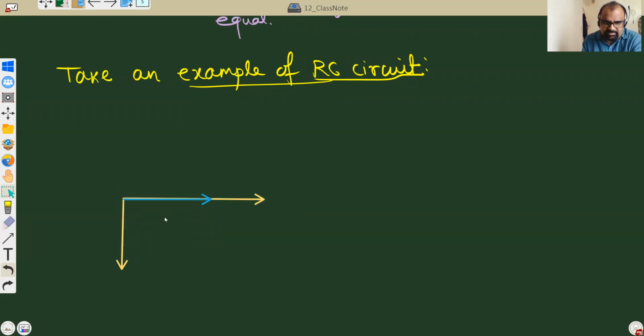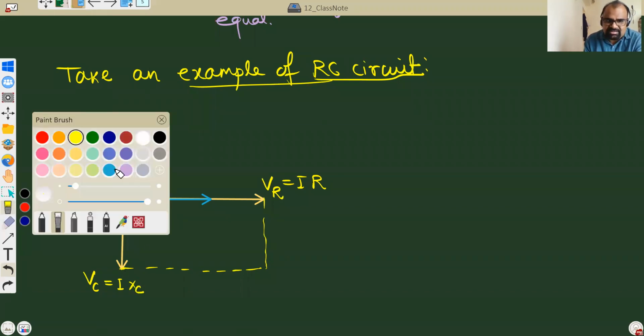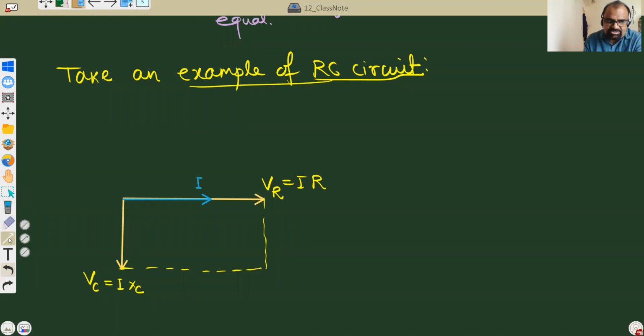Yeah, this one. Fine. Now, if we add these two phasors using our parallelogram law, VR and VC, I will write here itself. This is VR, which is I into R. This is VC, which is I into XC. And this is I. When we add these two, we get this phasor, and this is your V phasor. And this angle is the phi angle.